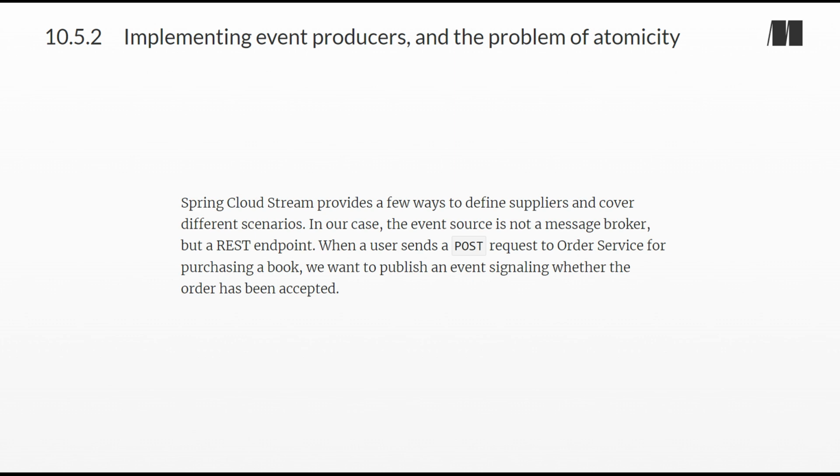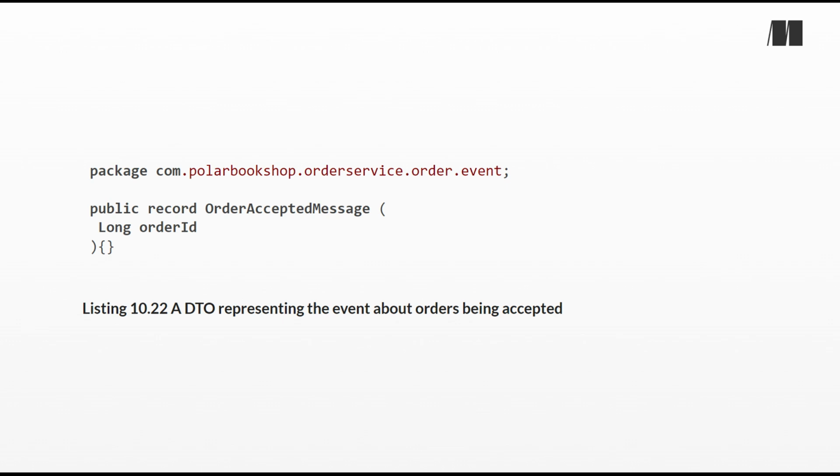When a user sends a POST request to Order Service for purchasing a book, we want to publish an event signaling whether the order has been accepted. Let's start by modeling that event as a DTO. It will be the same as the OrderAcceptedMessage record we used in Dispatcher Service. Add the record to the com.polarbookshop.orderservice.order.event package in your Order Service project. Listing 10.22, a DTO representing the event about orders being accepted.